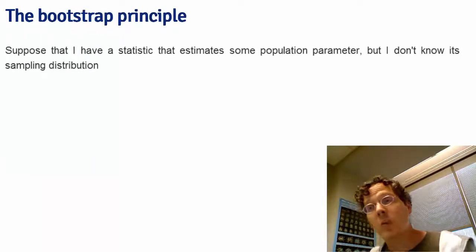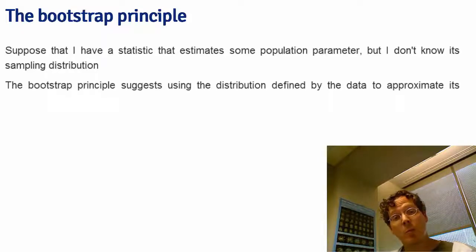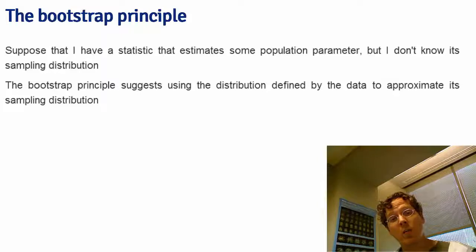So the bootstrap principle is if you have a statistic that estimates some population parameter that you're interested in, but you don't know that statistic's sampling distribution, then the bootstrap principle is simply to use the distribution defined by the observed data to investigate that sampling distribution, an estimate of that sampling distribution.